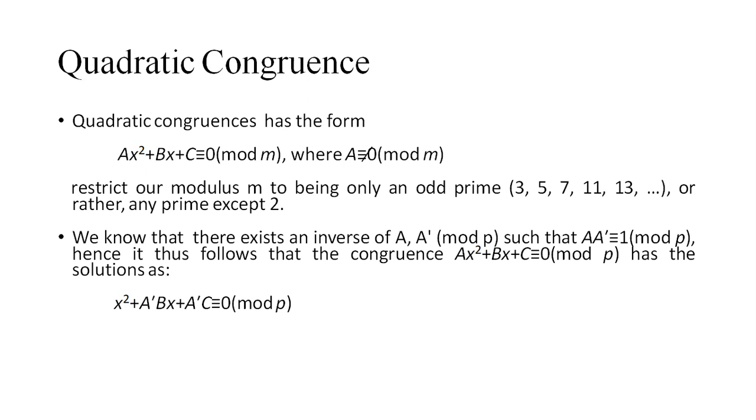We know that there exists an inverse a dash mod p such that a into a dash is always congruent to 1 mod p. Hence, it follows that the congruence ax square plus bx plus c congruent to 0 mod m has a solution as x square plus a dash bx plus a dash c congruent to 0 mod p. So the terms we need to understand in this quadratic congruence are a, b, c. They are nothing but coefficients, and m is an odd prime number, and one condition says that a should not be equal to 0.